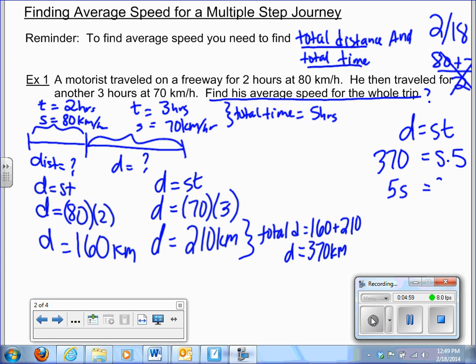Good. Divide both sides by what, kids? 5. Good. And 370 divided by 5 is 74. And what is our units here? Christopher? Kilometers per hour. Sorry, I'm kind of messy there. And we would write a sentence for this because it's a word problem.